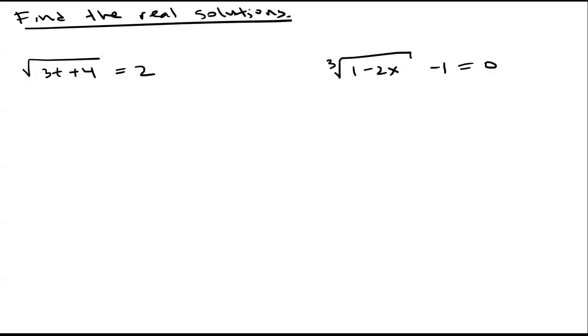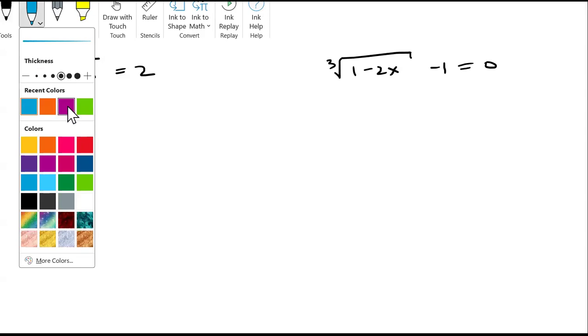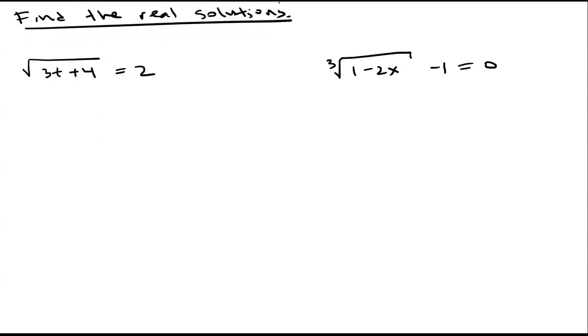So we want to find the real solutions here. Okay, so we have a radical. The first thing we need to do to get rid of the radical is square both sides. So we're going to square the left side and we're going to square the right side.